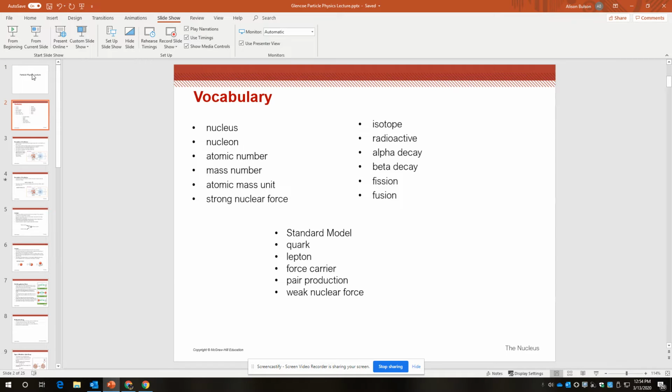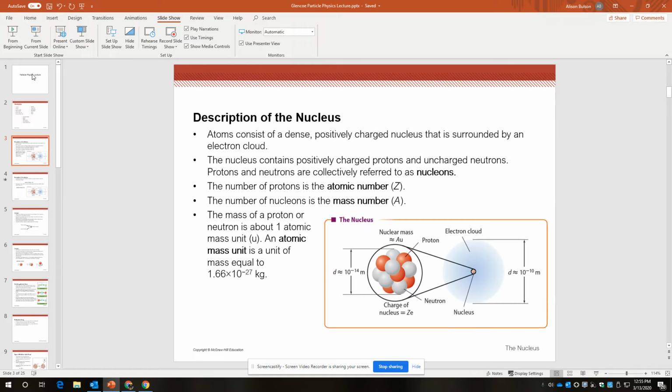Chapter 30. We have a laundry list of vocabulary. This is not part of your lecture notes, but I just want you to be aware of these vocabulary words. They are highlighted in bold print in most of the lecture, and I'll try to be very clear when you encounter a vocabulary word. So our first section is about the structure of the nucleus of atoms.